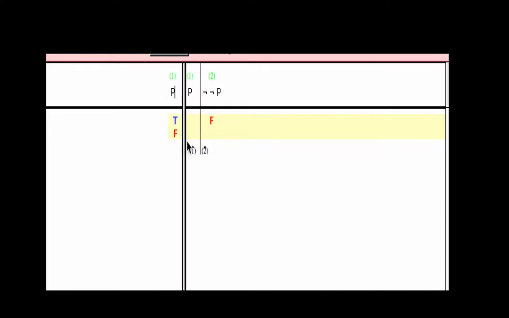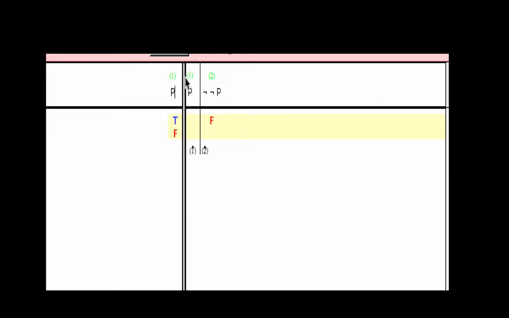On the left side of this thick set of vertical lines is the reference column. So this tells us what our atomic sentence values are. We know from our discussion of truth values that any sentence in the universe is either true or false. So here is P, a representative of any sentence in the universe. It's either true or false.